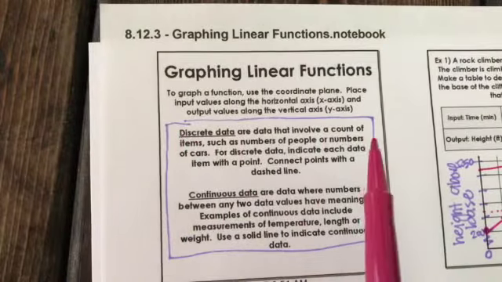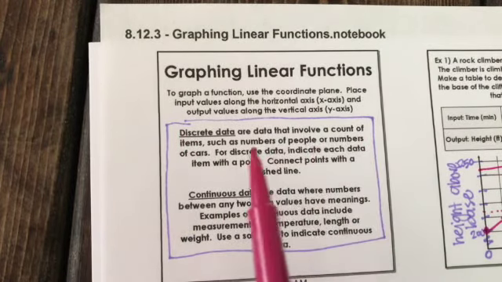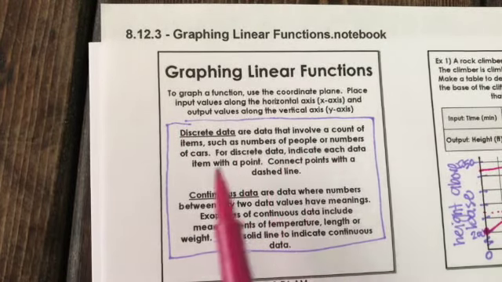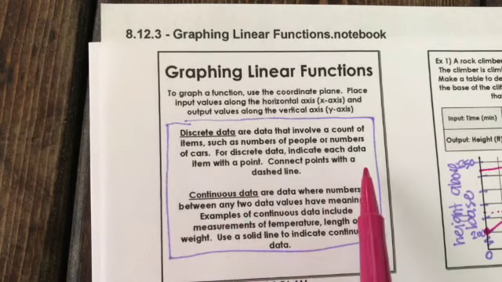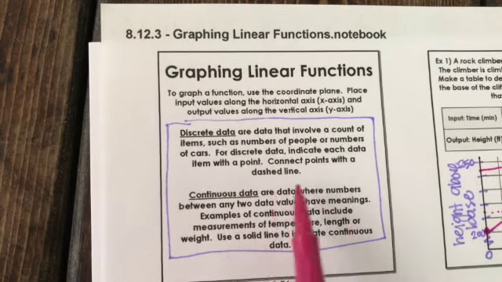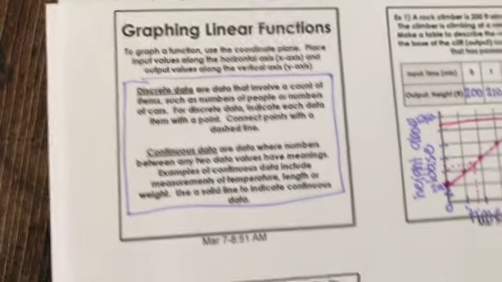Discrete data are data that involve a count of items, such as the numbers of people or numbers of cars. For discrete data, indicate each data item with a point and connect them with a dashed line, which is what we did.